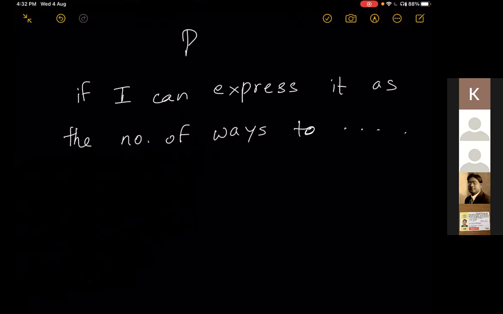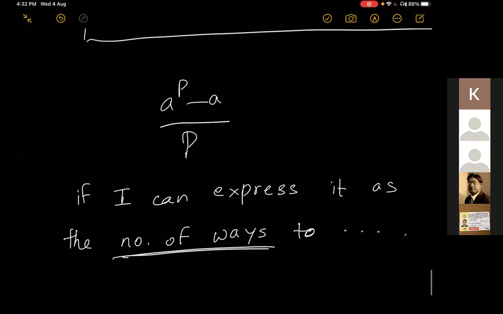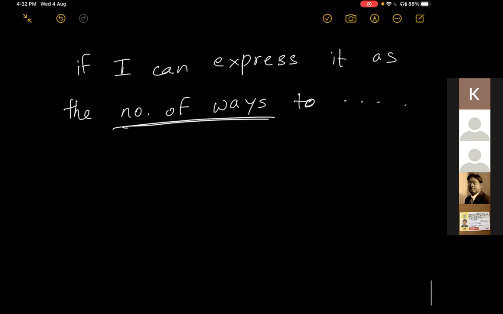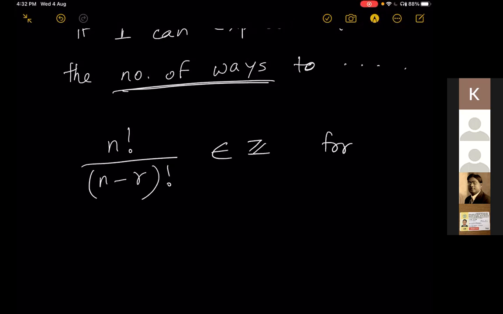So if I can express it as the number of ways to do something, then it must be a natural number. Another example would be, prove that n factorial by n minus r factorial is always an integer for 0 less than or equal to r less than or equal to n. R and n are natural, not whole.